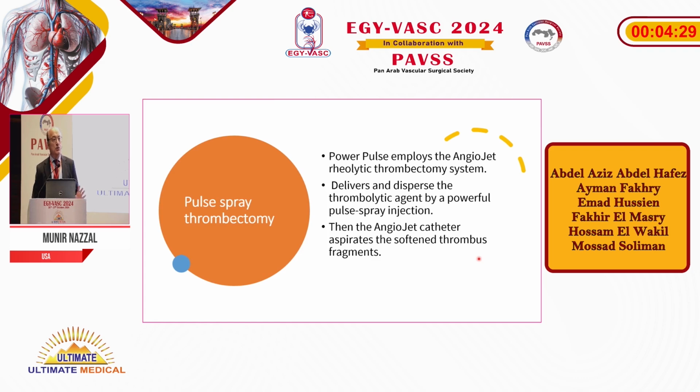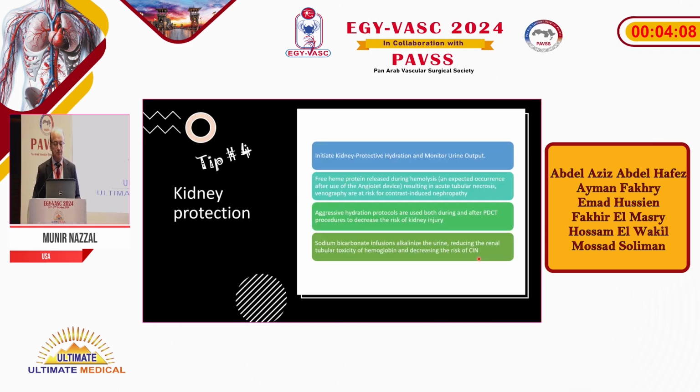If you want to do thrombolysis, try to minimize the time and the ICU stay and reduce the bleeding. The best thing to do is pulse spray followed by suction. And for the suction, in many cases people use AngioJet, but AngioJet again is not favored because of the acute renal failure. Tip number 4, kidney protection.